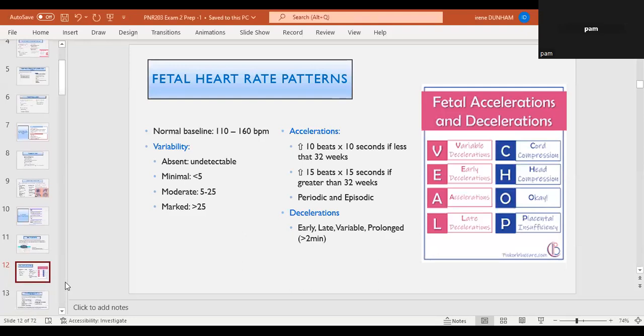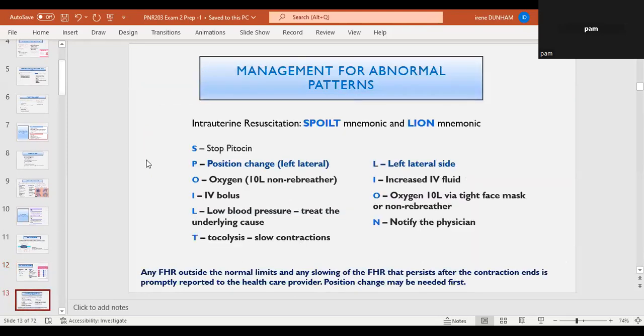We're going to discuss now, we discussed the fetal heart rate. Now, management for abnormal patterns. You probably go, oh no, what is all this about? Okay, so we have some mnemonics here for that. The first one is for an abnormal pattern, and what I mean by abnormal pattern is that the fetal heart rate might have variable decelerations or some late decelerations.